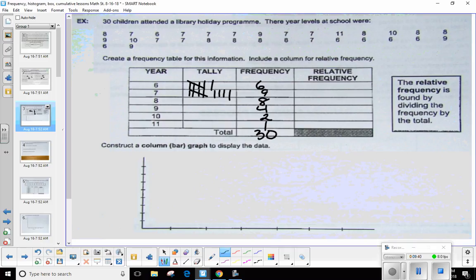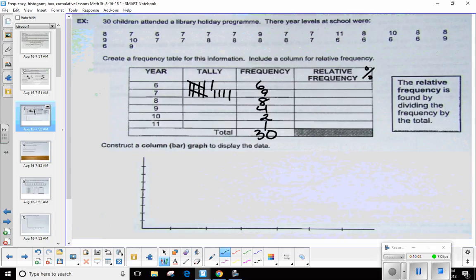All right. Now it says here the relative frequency is found by dividing the frequency by the total. So think about this. You're dividing the individual value by the total. What does that sound like? Starts with a P. That's a percent. The relative frequency is a percentage of the number of times that particular element shows up in the set.